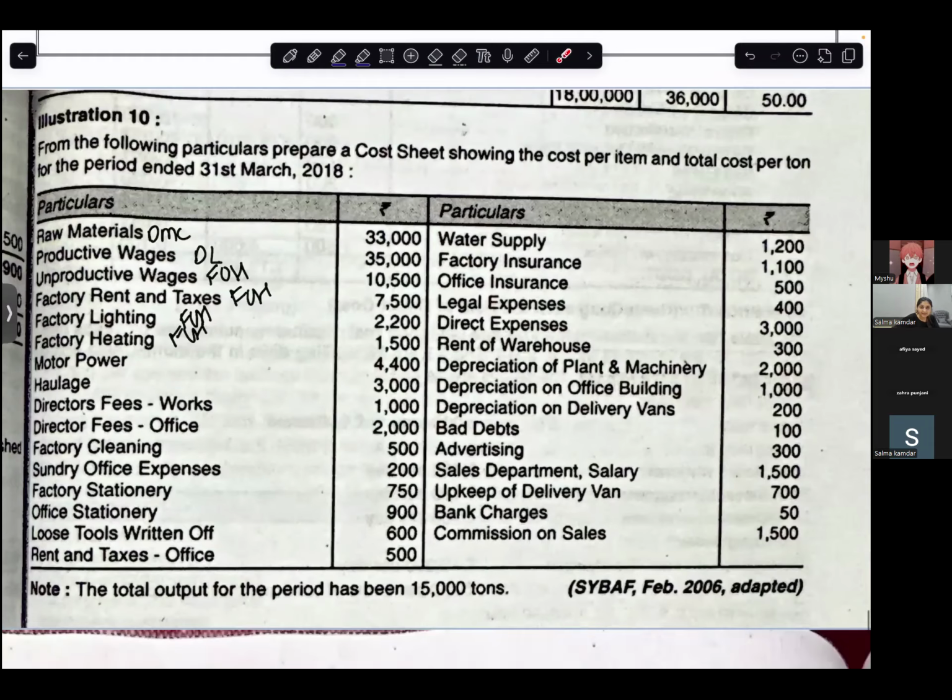Unproductive wages, we did FOH. Anything related to factory, again factory overheads, motor power, factory overheads, haulage. What is haulage? Exactly, I was supposed to ask you, what is haulage?